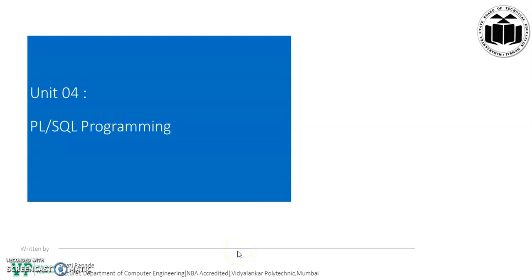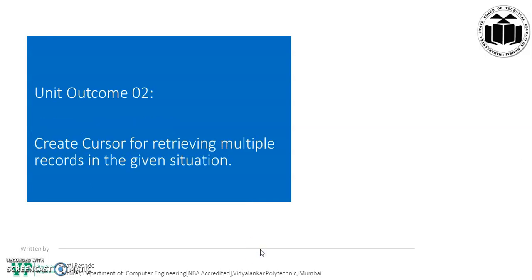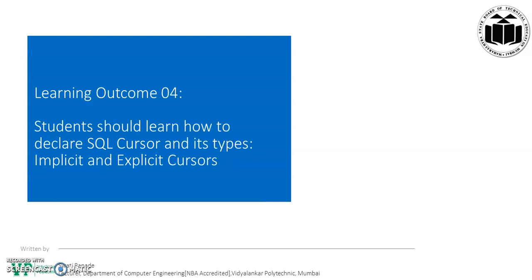Hi students, we have started to learn PL/SQL programming, and in this session we are going to learn about implicit cursors used in PL/SQL. The unit outcome for this particular session is to create a cursor for retrieving multiple records in the given situation. And the learning outcome is that students should learn how to declare SQL cursors and their types, such as implicit and explicit cursors.